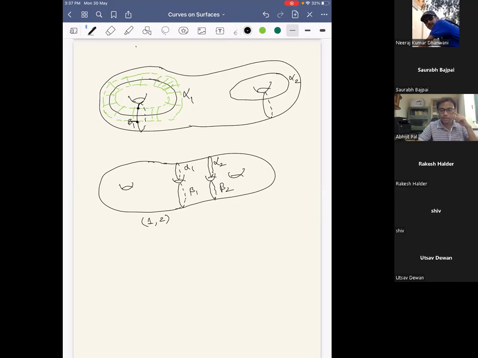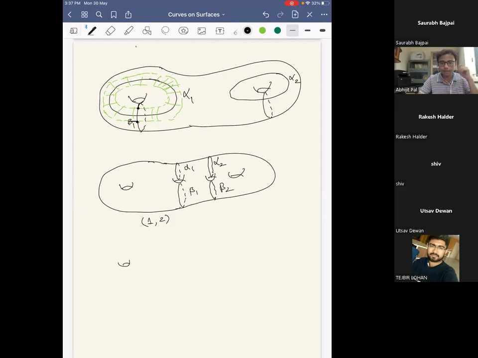What I'm saying is take alpha 1 and beta 1, and all the alpha i's and beta i's are non-separating. And the intersection number of alpha 1, beta 1 is the same as the intersection number of alpha 2, beta 2. I'm not sure about that. I don't know the answer. So there is some question.